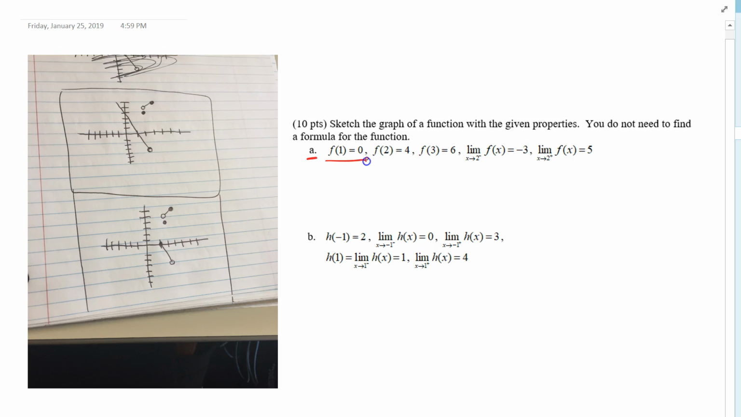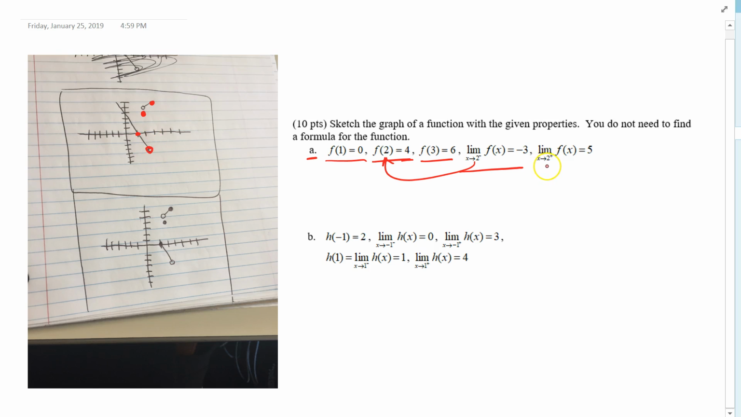You see that f of 1 is 0, so you meet that point here. F of 2 is 4, so perfect. F of 3 is 6, so those 3 points. And then as x approaches 2 from the left, the value of the function approaches -3, and it has to be an open circle because the value of the function at 2 is 4. So you cannot have a closed circle there.